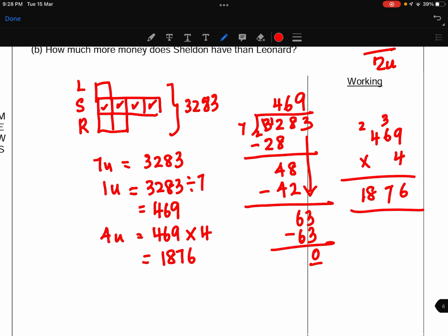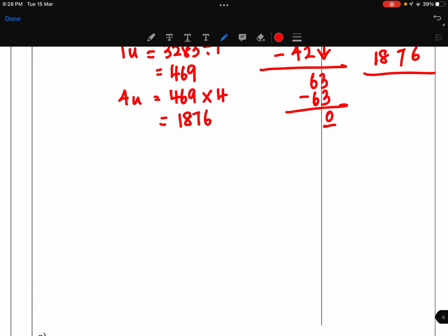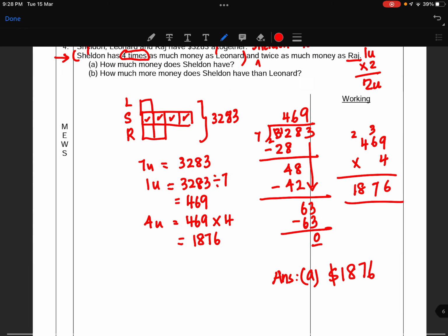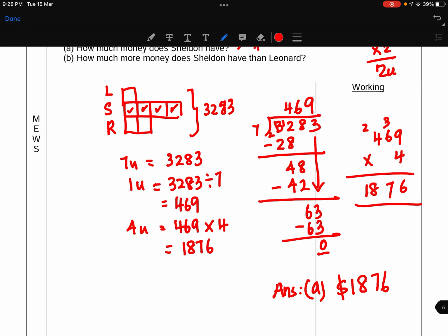So I'm going to just write here answer by the side. I've told the class, you can indicate your answer like this. Okay, let's go to part B. What they want is how much more money does Sheldon have than Leonard? The difference over here is 3 units. So you will get 469 times 3.